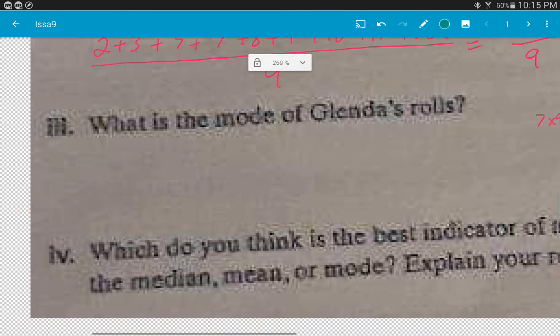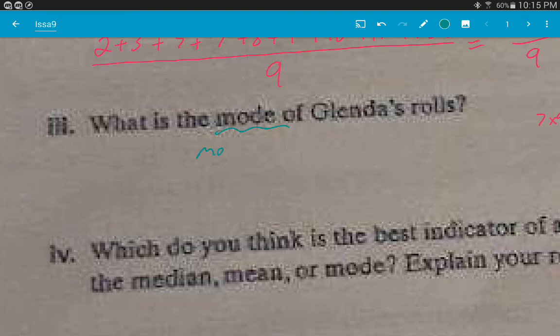And the mode is the most common, the most frequent.